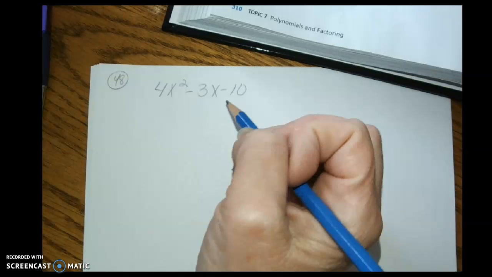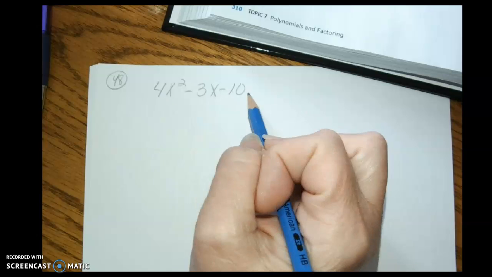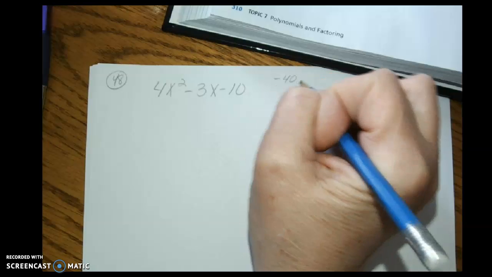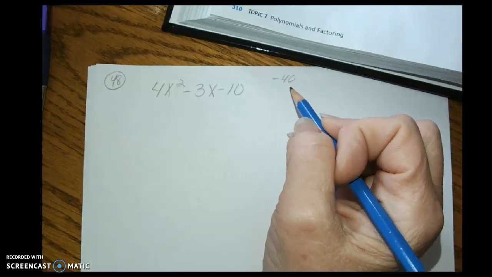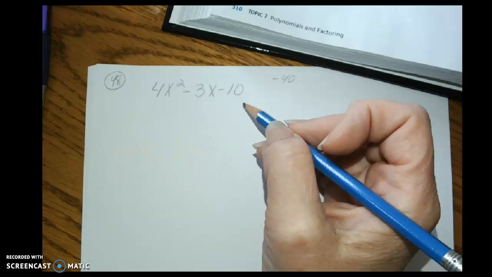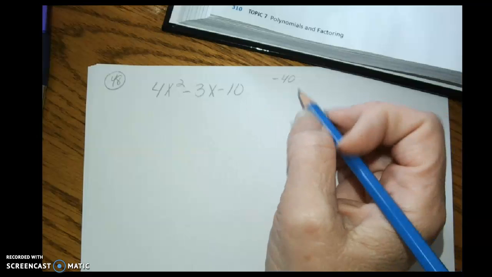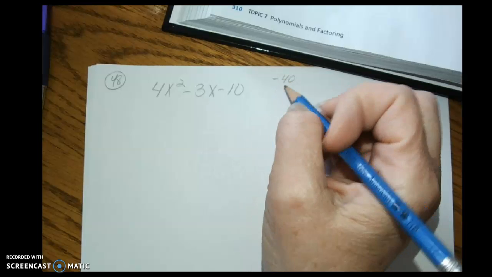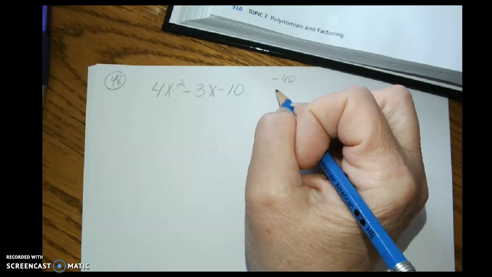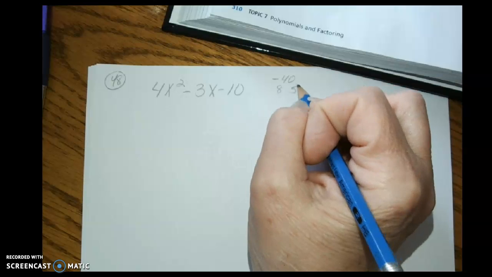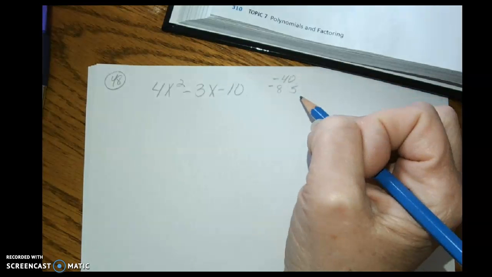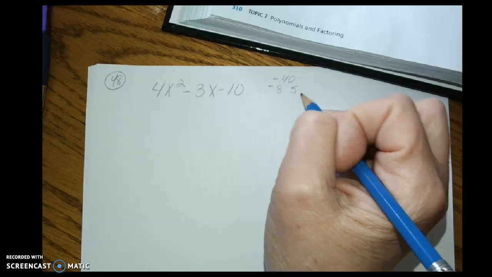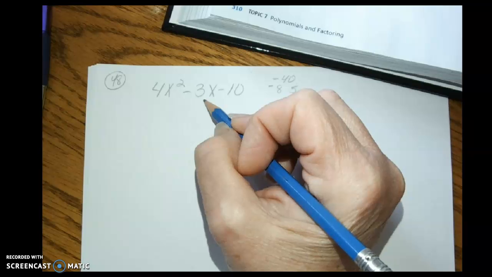So first thing I'm going to do is 4 times negative 10, which is a negative 40. And now I'm looking for factors of negative 40 that add up to negative 3. As I'm just thinking in my head without listing them all, I'm going to go with 8 and 5, and the negative number is going to be 8, because negative 8 times 5 is negative 40, and negative 8 plus 5 is negative 3. Okay?